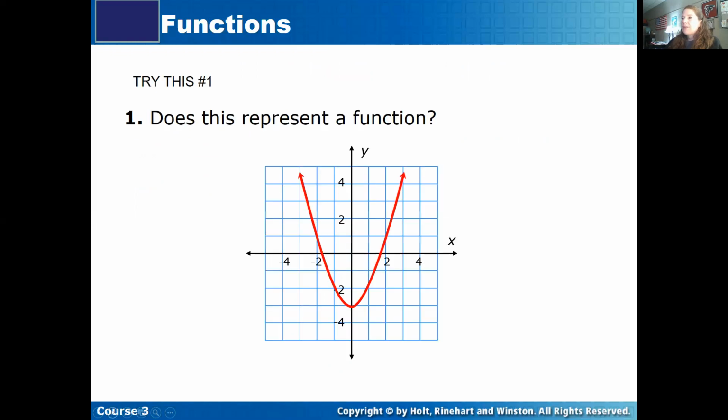All right, what about this? Parabola. That's what a curvy line is, like that. Is this a function? Yes, we can use our vertical line test. Go, oh, it only goes through once. No matter where I put my vertical line, it only goes through once. So that is a function.